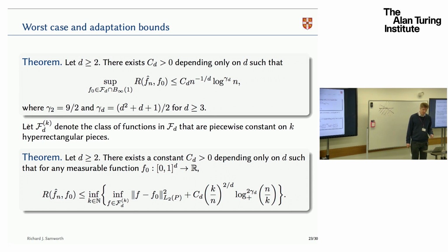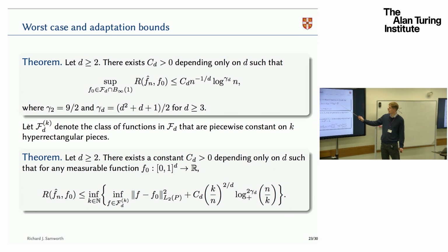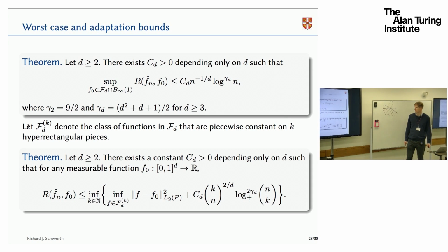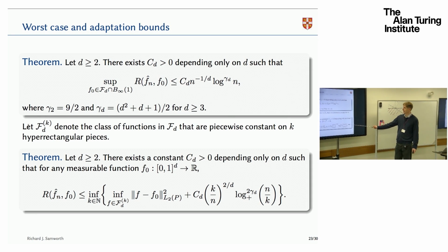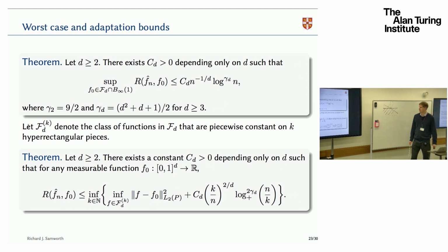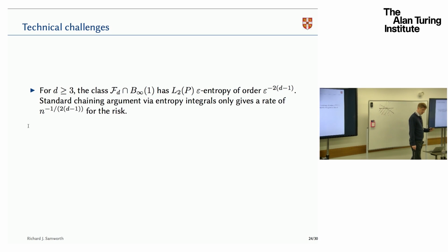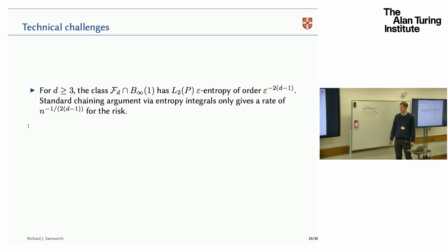So essentially the results are very similar in form to what we had in the fixed design case. We again see a worst case rate of order n to the minus 1 over d. The logarithmic exponents are a bit different, a bit worse in the random design case than the fixed design case. And we also get a sharp oracle inequality of a similar form to what we had before in the fixed design case. But even though the results look very similar, I have to say that the proofs are significantly more challenging in the random design case.